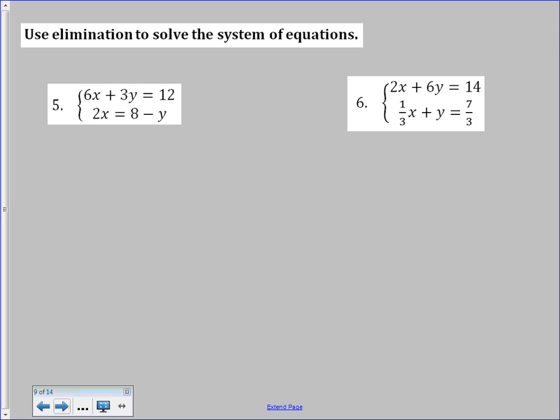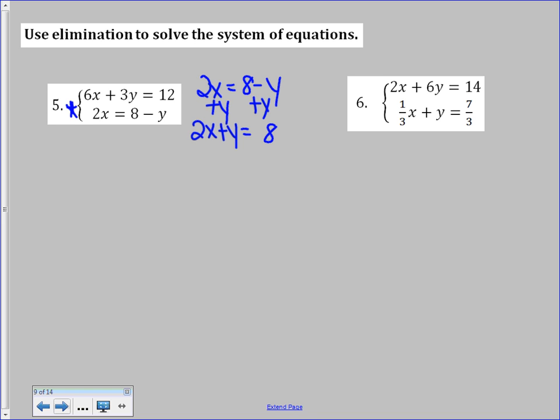All right, let's take a look at one of these. So this is the first time that step number 1 doesn't hold true for us. Okay, so what we need to do is, first of all, I need to get this second one here in standard form. So I have 2x is equal to 8 minus y. Well, in order to get that in standard form, I need my x's and y's on the same side. So I'm going to add y to both sides. And then I get 2x plus y is equal to 8.